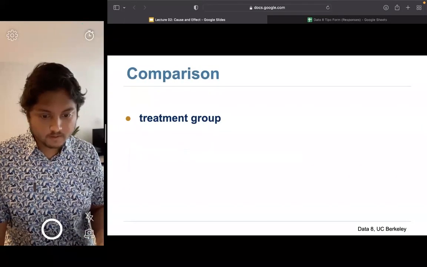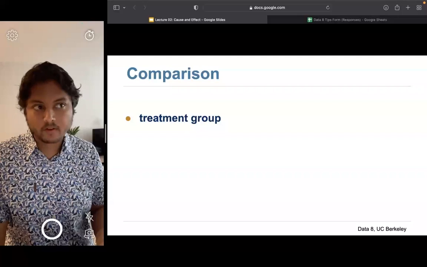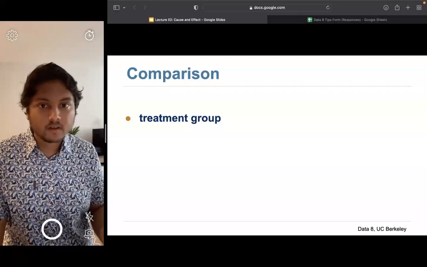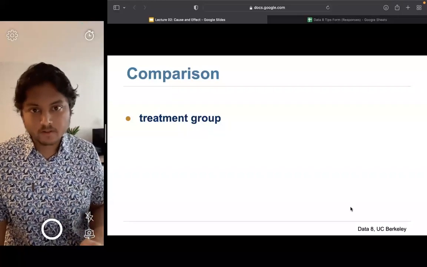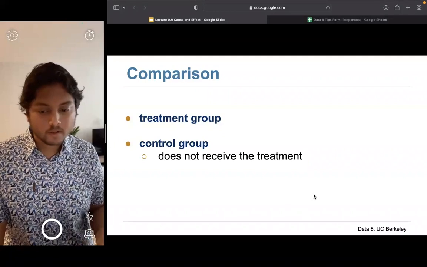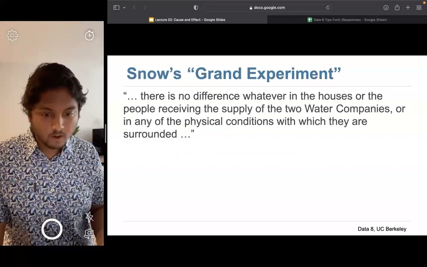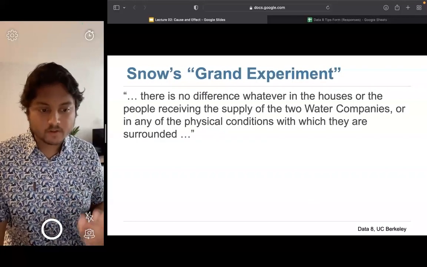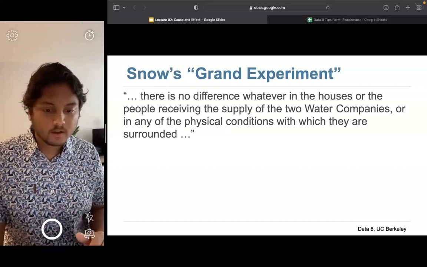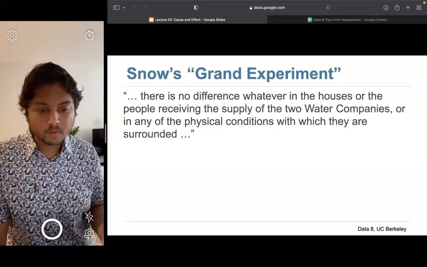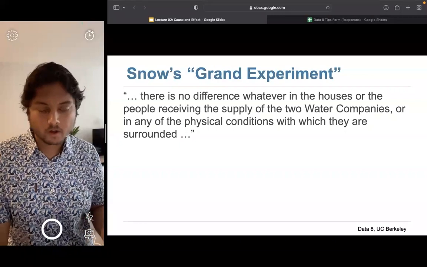So I guess the treatment group, in this case, is SNV, and the control group is the one that doesn't get the treatment. So that's Lambeth, if you want. It depends on how you want to do that. And so he concluded that there's no difference whatsoever in the houses or people receiving supply of the two water companies.